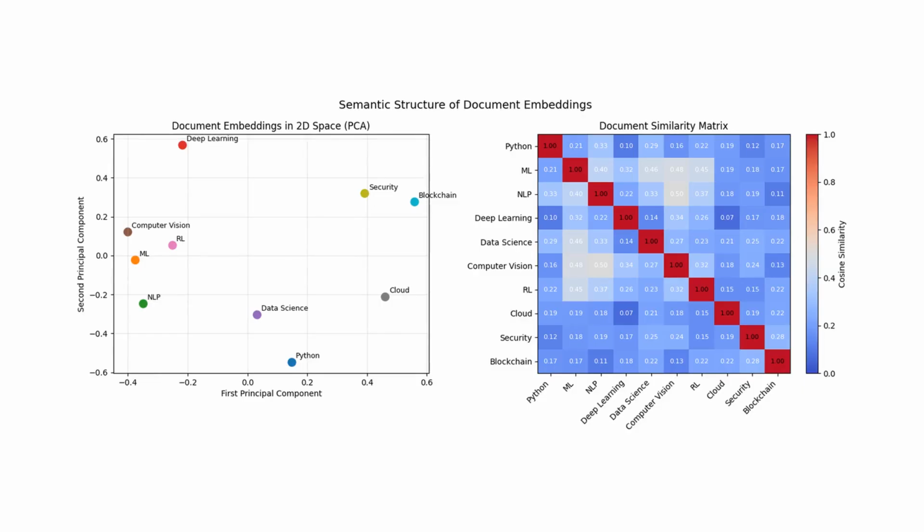In the 2D PCA projection, we can see that related concepts cluster together. The similarity heat map shows strong connections between related topics. For example, ML and deep learning have high similarity of 0.74, while ML and cloud computing have lower similarity of 0.21. Python and data science also show good correlation at 0.41. This confirms that our embeddings successfully capture semantic relationships between concepts.